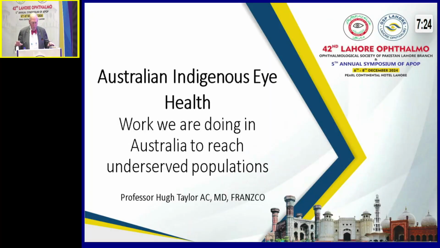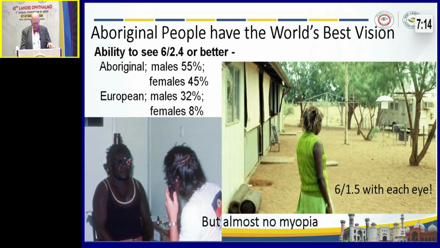Thank you, Professor. In this talk, I want to talk about the work we've been doing in Australia on providing eye care to the Aboriginal and Torres Strait Islander people, the Indigenous people, and how we're trying to reach the underserved population. As a starting point, Aboriginal people actually have the world's best vision. Over half the men and nearly half the women can see 6/24 unaided, whereas in Europeans it's only 32% of men and only 8% of women.